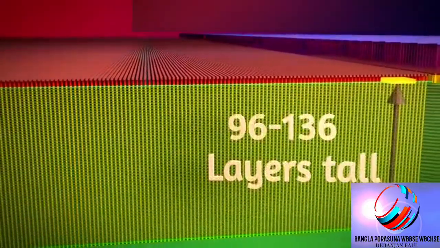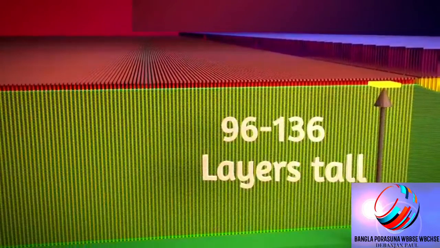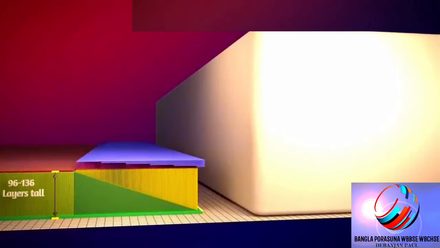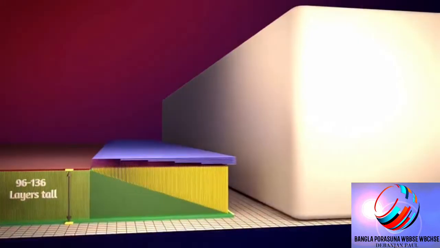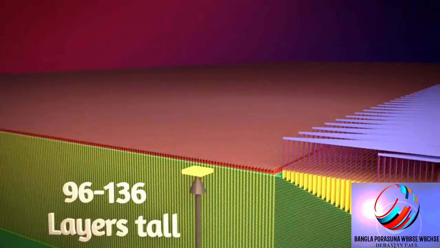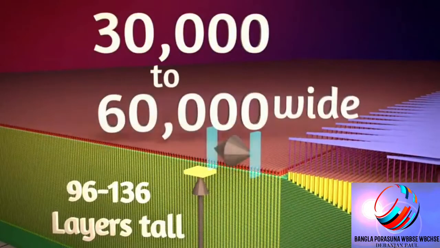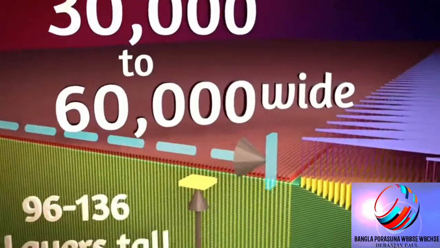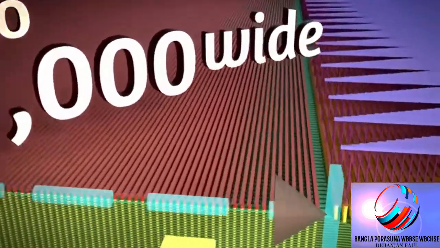The latest designs utilize not 10 layers as in the example, but rather somewhere around 96 to 136 layers tall. Here's a single sheet of paper, so you can get a sense of the approximate height of these. Now that we understand the height, let's think about the width. A page is around 30,000 to 60,000 adjacent memory cells wide. That means there are 30,000 to 60,000 bit lines in our information superhighway.